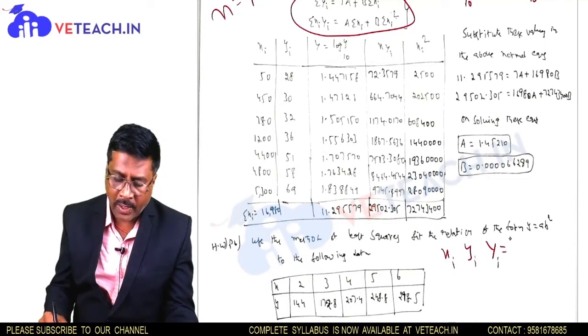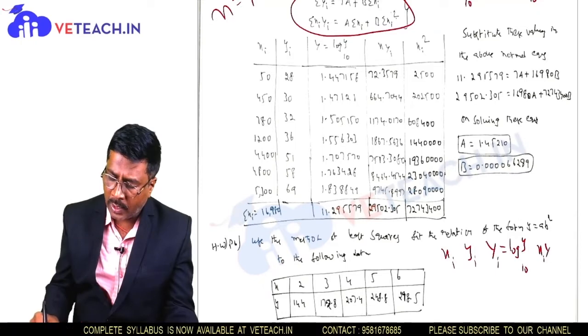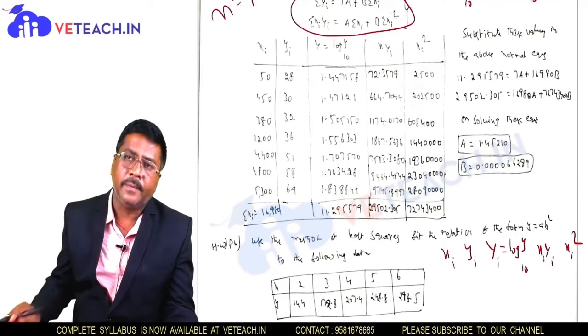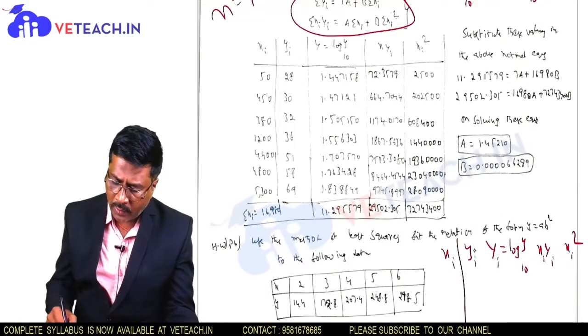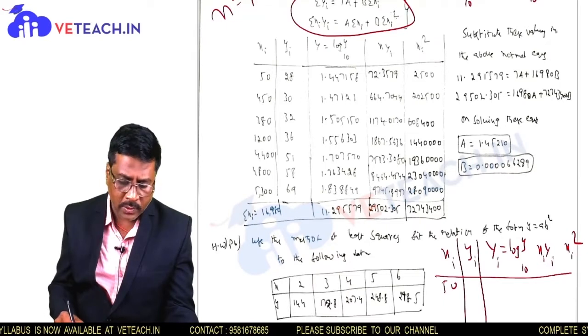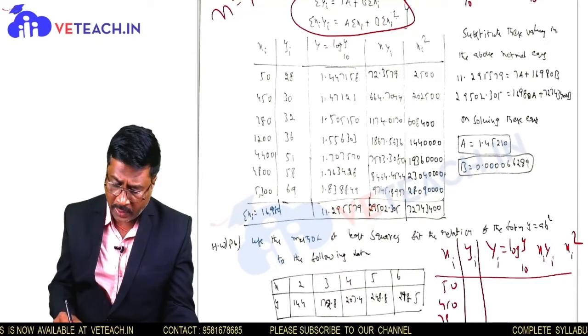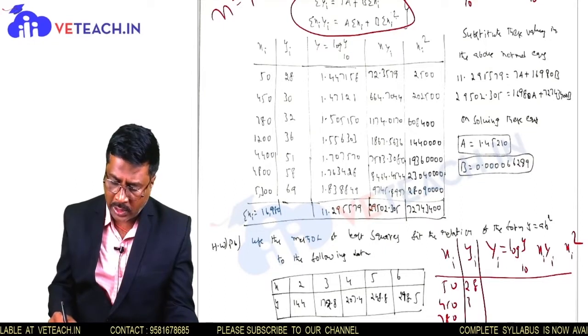That means capital Yi is equal to log y to the base 10, and small xi into capital Yi and small xi square. So these are the values required. Whatever the xi values are given in the problem, that is 50, 450, 780, 1200 like that, and yi values are 28, 30, 32.